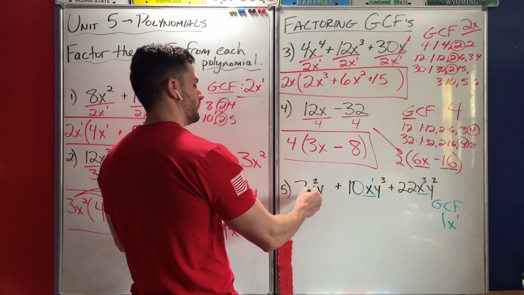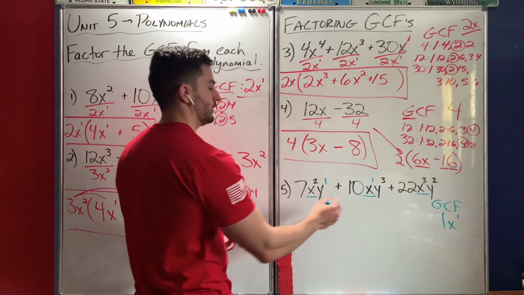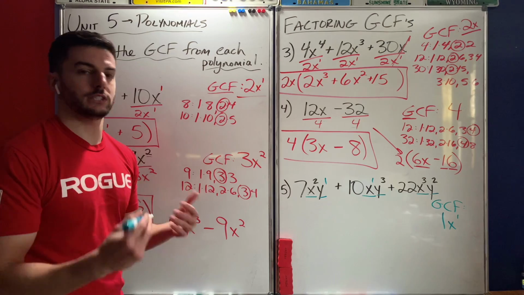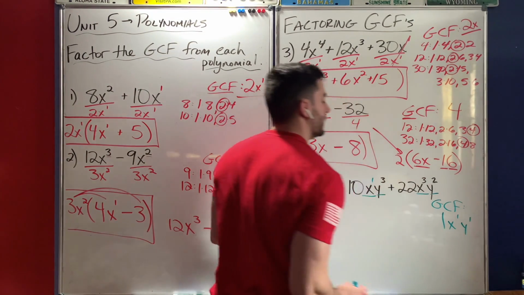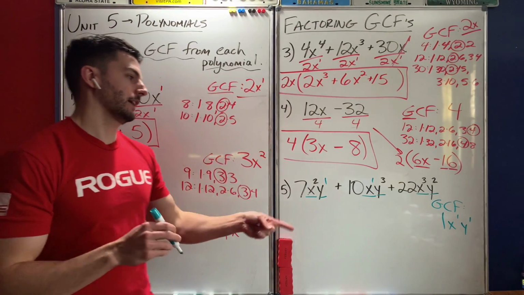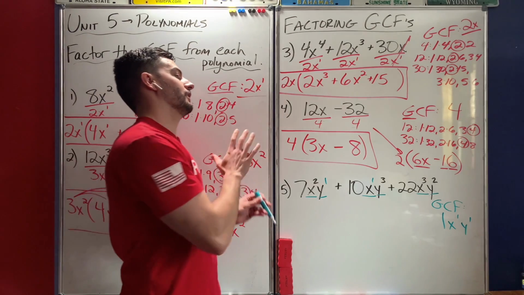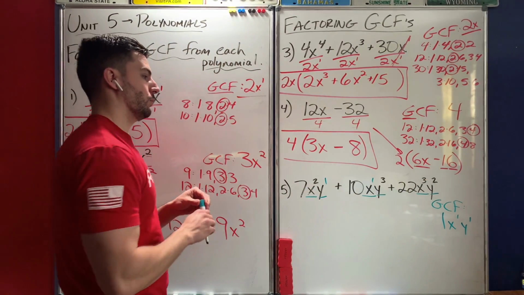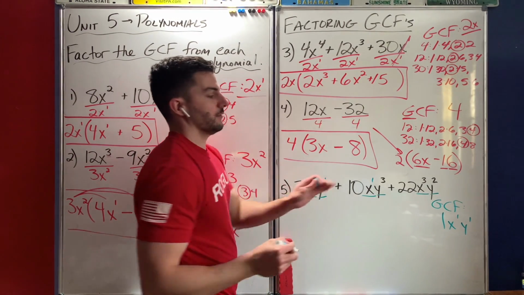And then for the y's, y to the first, y cubed, y squared. It's the same thing. The lowest exponent across all the y's is 1. So x to the first, y to the first would be my GCF. Again, another example of big terms, not a lot in common, but we'll divide out what they do have in common. So step 1, find the GCF.